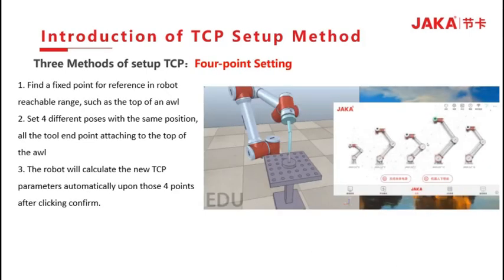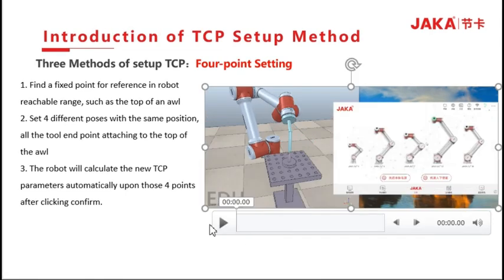The second method, the 4-point setting. Find a fixed position as a reference within the robot's reachable range. Set those 4 points with different poses while the robot should aim at this reference point at all positions. After setup of those 4 points, click confirm. The software will calculate the TCP parameters automatically. Now let's watch the video.